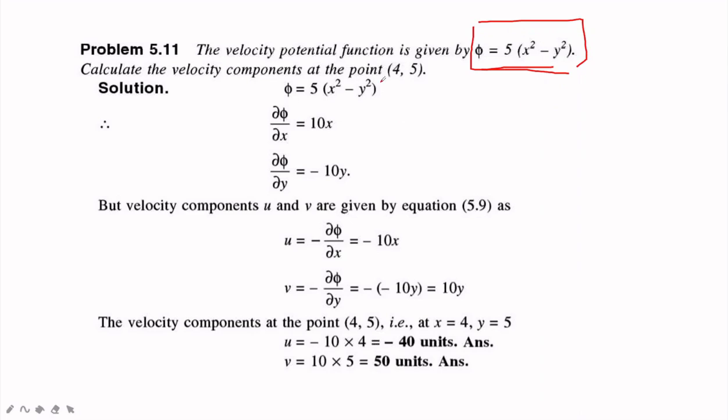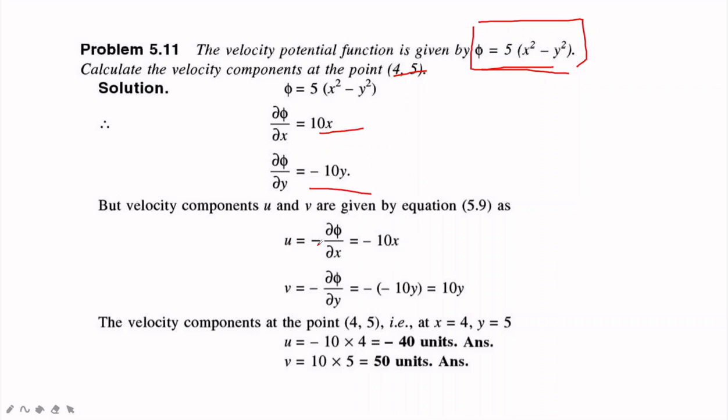Calculate the velocity components at the point 4, 5. So x value is 4, y value is 5. What do you have to do? Dou phi by dou x is 10x. We have to differentiate phi with respect to x and also with respect to y. Since it is only x and y in 2D, dou phi by dou z is 0. So dou phi by dou x is 10x, dou phi by dou y is minus 10y if we differentiate. But velocity components u and v are given by the equations which we just saw.